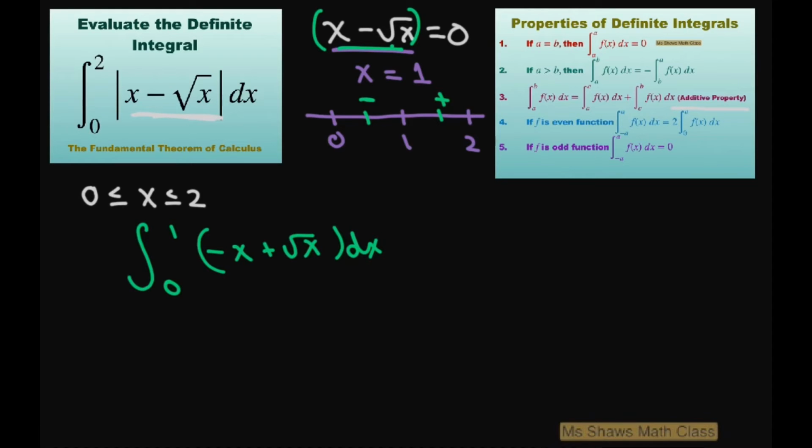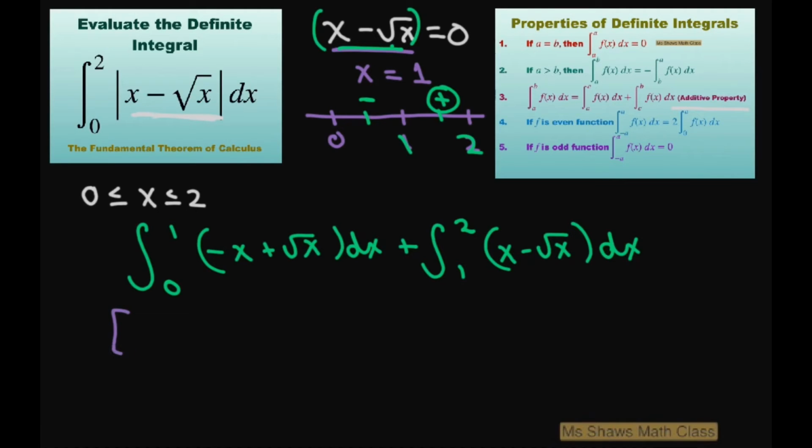Alright, and then you add the integral from 1 to 2, and that's going to be positive, so you're going to write x minus the square root of x dx. And then you integrate it. Okay, so let's integrate this.